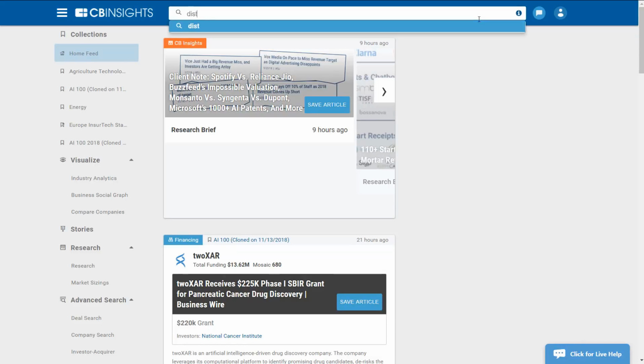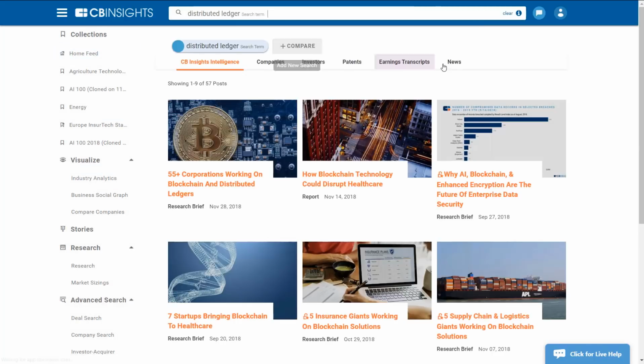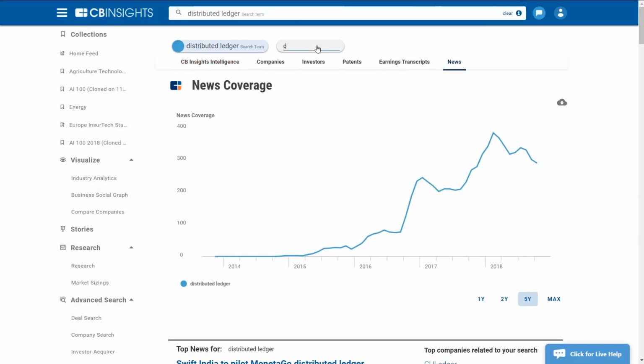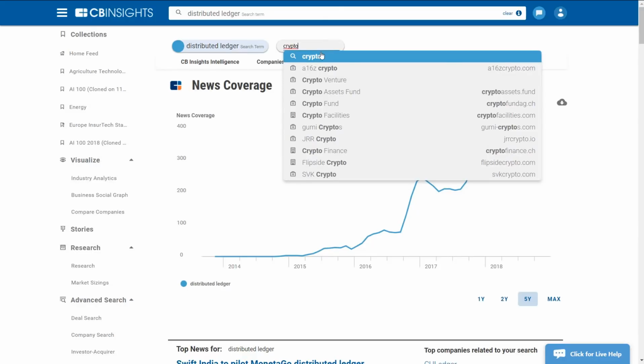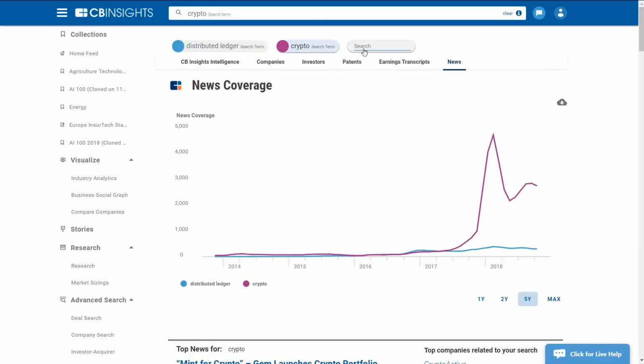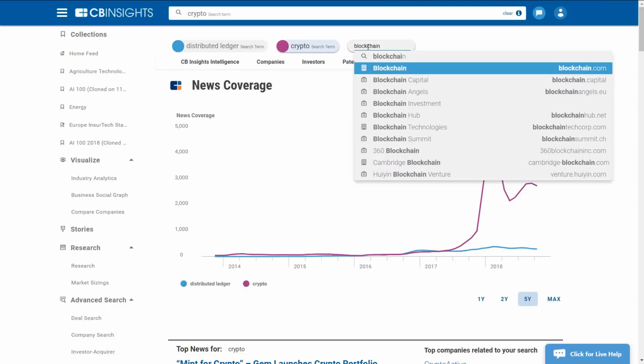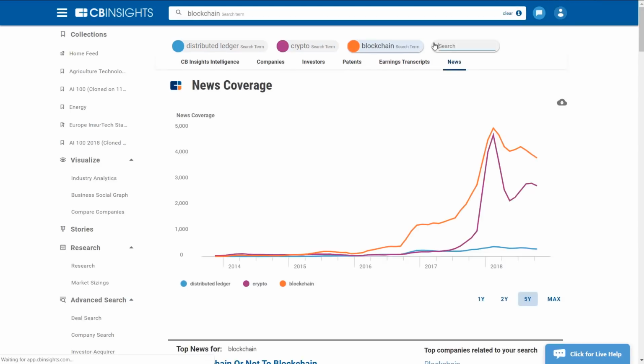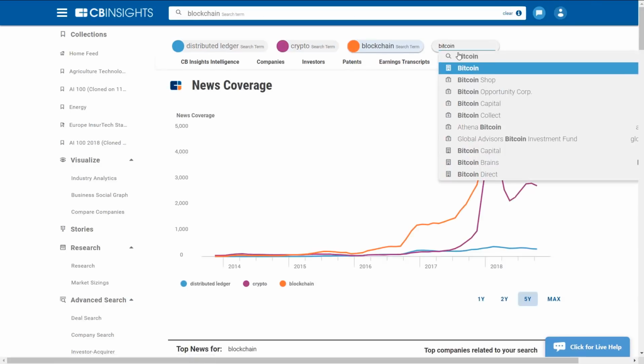So as you can see here, we're using our platform to search for terms related to blockchain. So the first one is distributed ledger, and we could search for news coverage of that term. We could also search for coverage of crypto and related news mentions and coverage around that. Then, of course, blockchain, and lastly, Bitcoin.